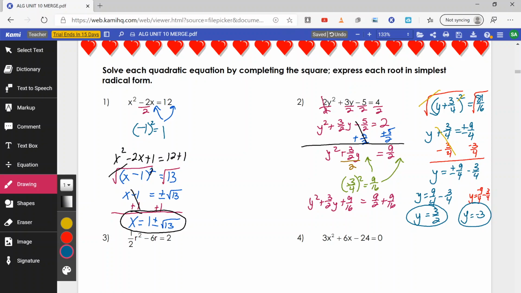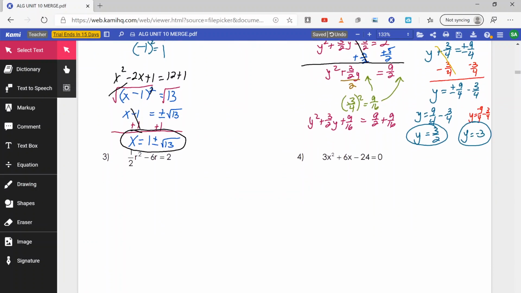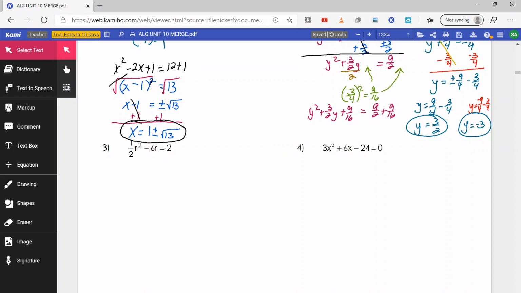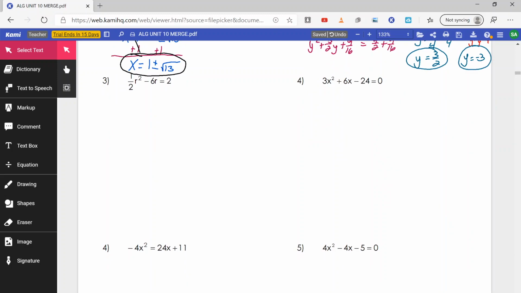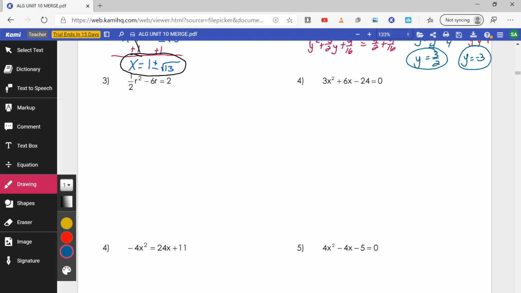So this one was much more involved due to the fact that we had fractions involved here. It was not nice and quick and easy. Now number 3 is a little bit different. We have 1/2 r squared minus 6r equals 2. In terms of the setup where r's are on one side, numbers on the other, we're good. The issue is that I don't have just r squared. Here we are multiplying times 1/2, so we need to divide everything by 1/2.